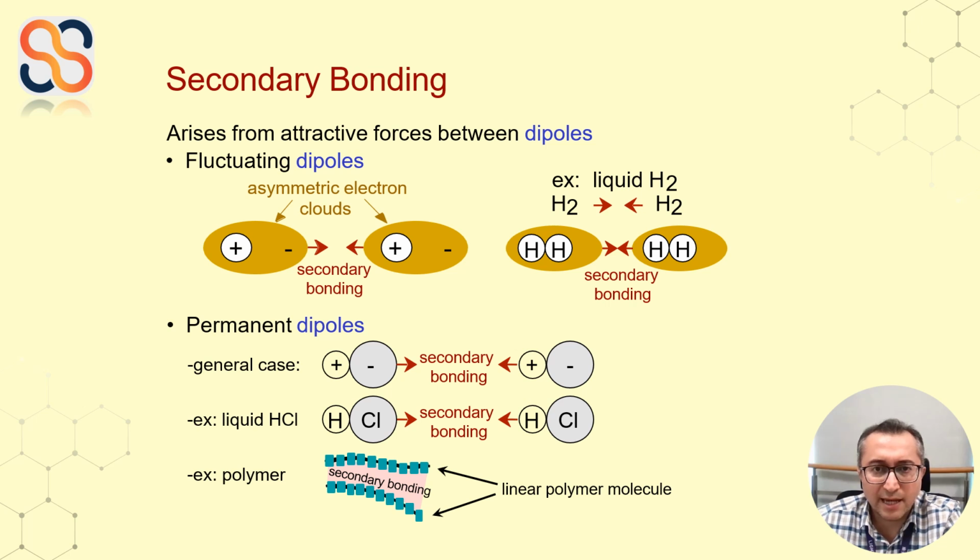Another interesting aspect of secondary bonding is its significance in polymers. For example, consider a linear polymer molecule. These long chains can have secondary bonding interactions between their repeating units, which influence the properties of that polymer. So, why is secondary bonding important? It affects the overall physical properties of materials, including boiling points, melting points, and sometimes mechanical properties.